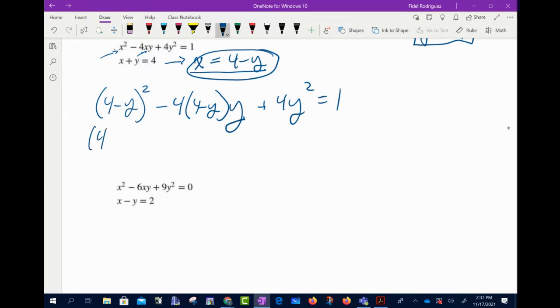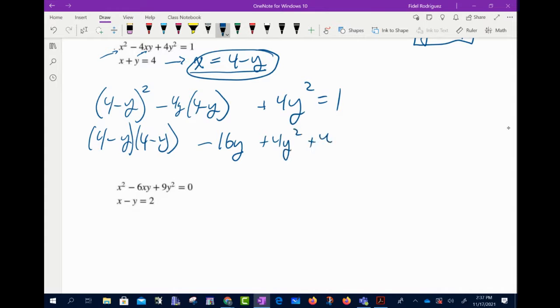Okay, so 4 minus y, 4 minus y, and I'm going to do this real quick, y'all. I'm going to think of this as a minus 4y. I just moved the y from here over there. So that's going to give me a negative 16y and a plus 4y squared, and another plus 4y squared equals 1. Okay, so let me go ahead and start pulling this part out. That's 16. That's minus 4y. That's another minus 4y, and that's a plus y squared.